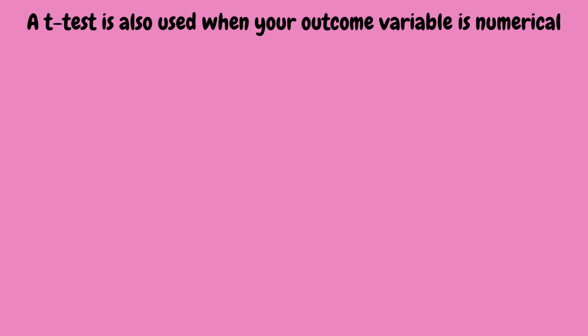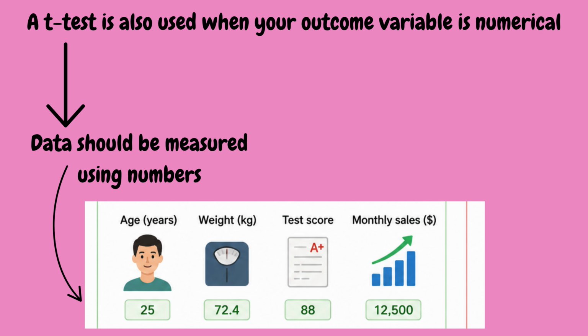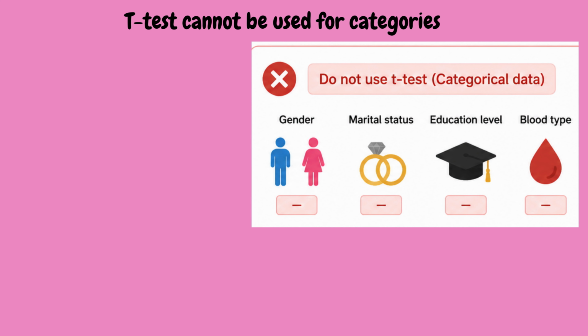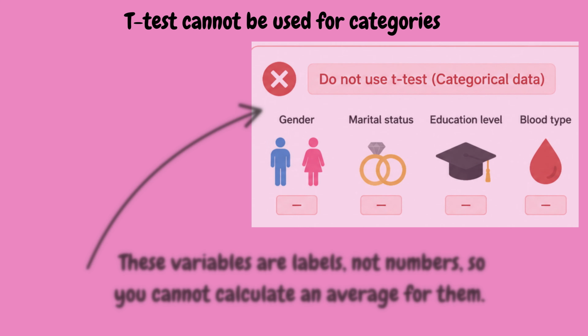A t-test is also used when your outcome variable is numerical. This means the data should be measured using numbers, such as age, weight, height, income, blood pressure, test scores, or monthly sales. A t-test cannot be used for categories such as gender, marital status, or education level because these variables are labels, not numbers, so you cannot calculate an average for them.